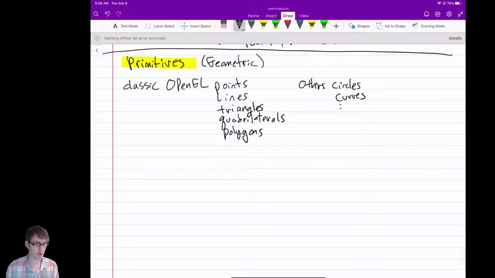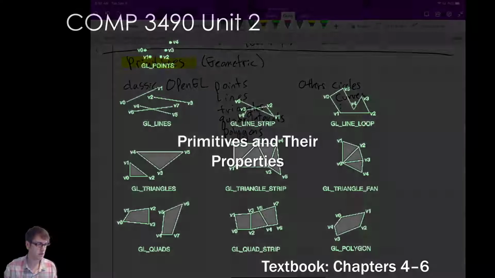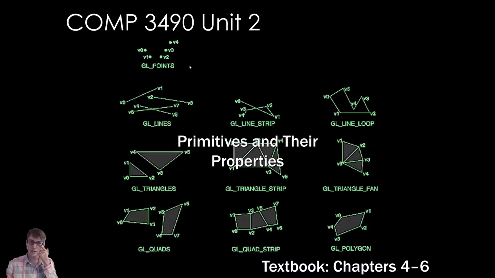So I'm going to switch over to my slide set for a second. So here we go. So this is all the primitives in OpenGL. We have points, we have lines, and then different ways to define lines. We'll explain those later. We have triangles, and then different ways to do triangles. We have quads, which is quadrilaterals, and a different way to do that, and then polygon. This is it. These are all of the primitives in OpenGL.